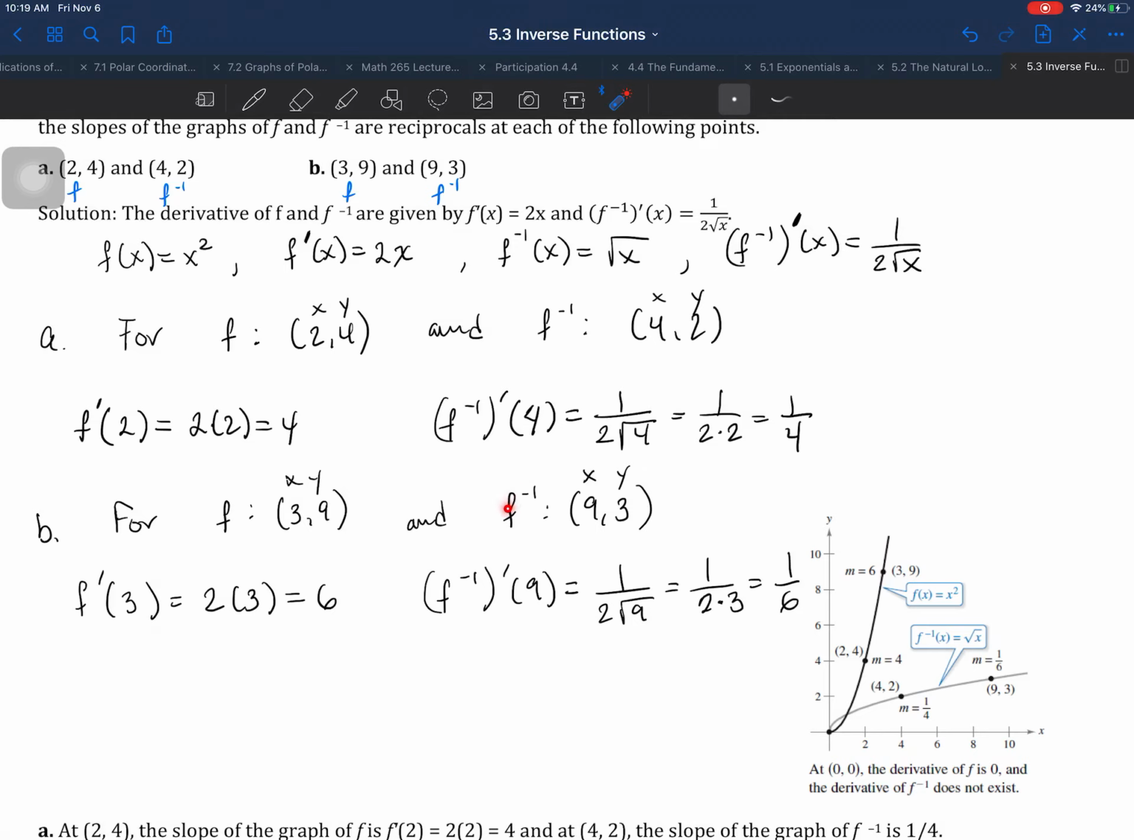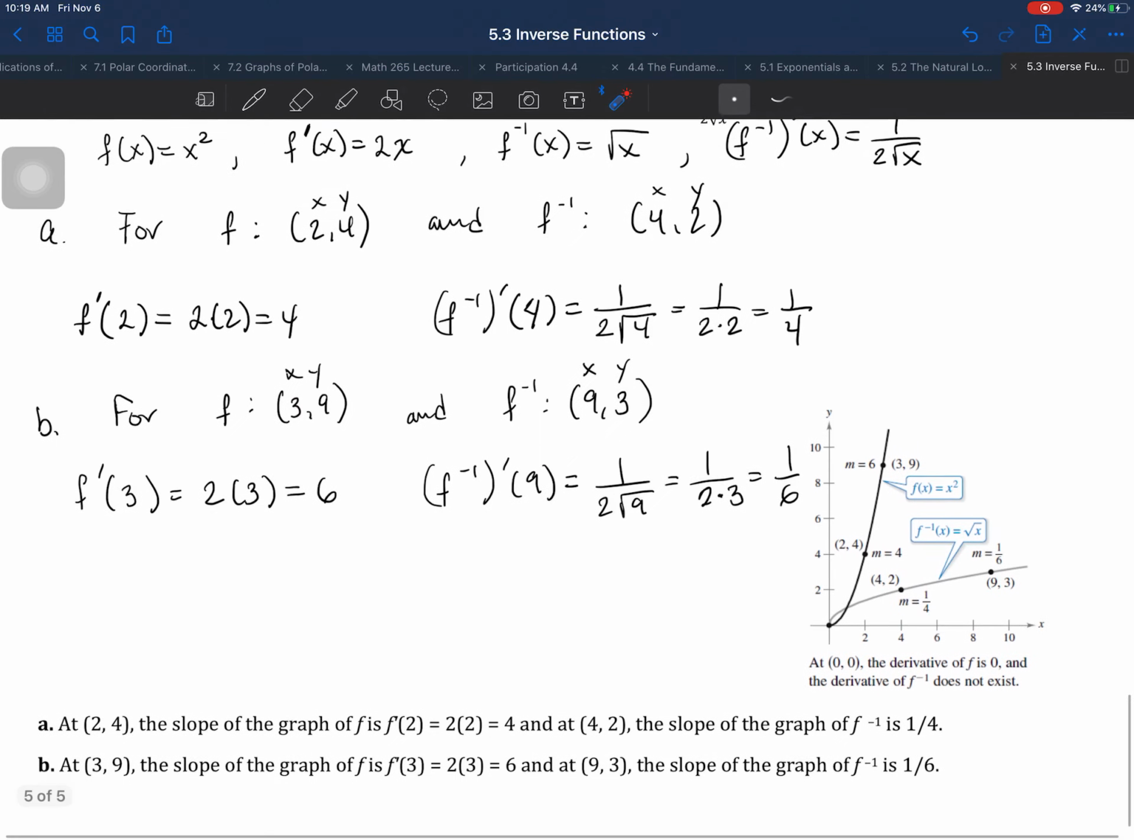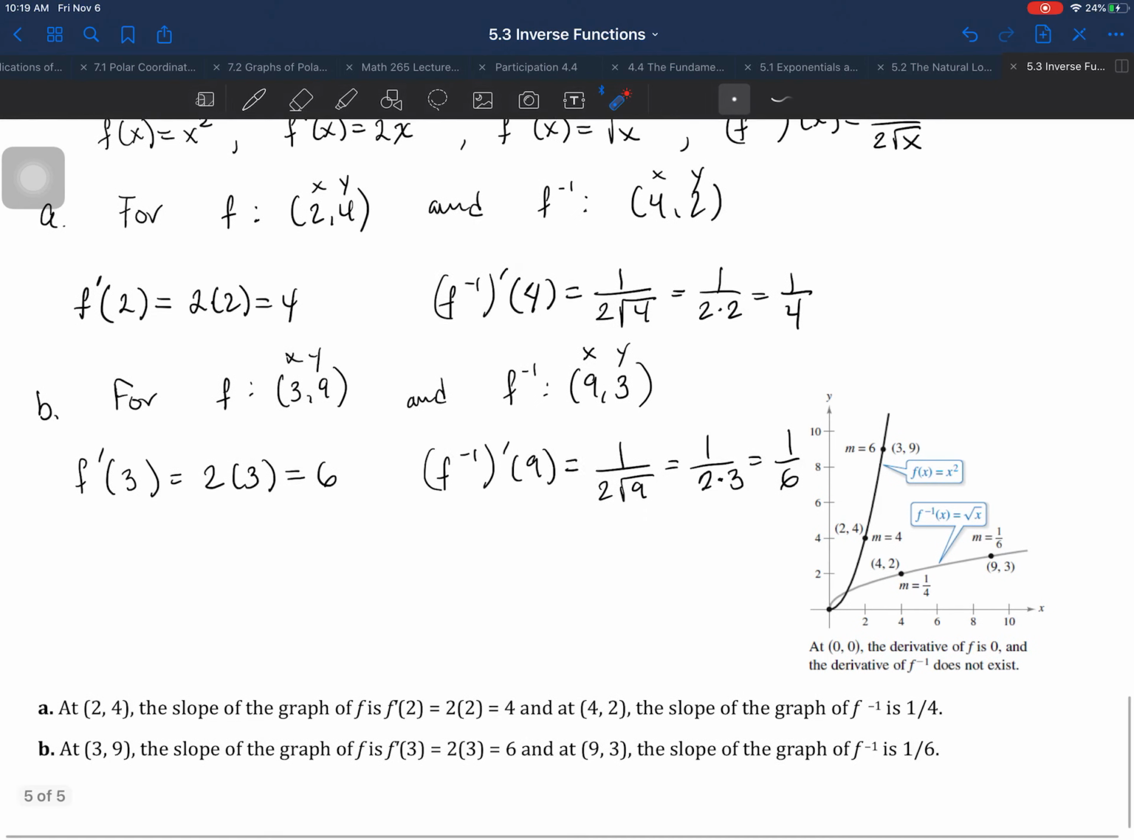Now, for f inverse, we're going to take the derivative of this, but at 9. f inverse prime at 9 will be 1 over 2 times the square root of 9, which is 1 over 2 times 3, which is 1 over 6. So again, these two are reciprocals of each other. Now please note that we're not doing f inverse prime at 3. It has to be at 9, right? This one is going to be at 3. This is going to be at 9. So please remember those two conditions.